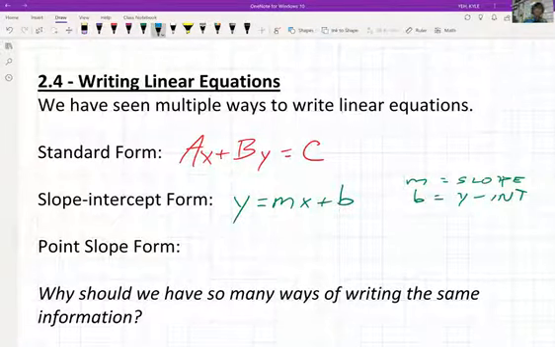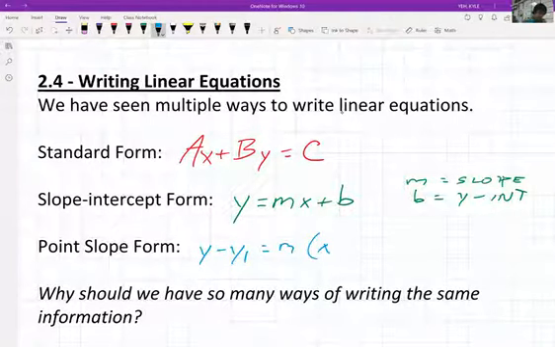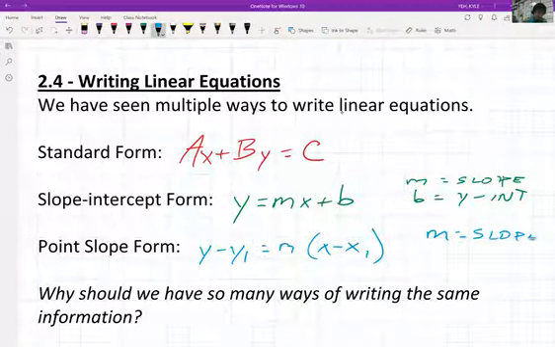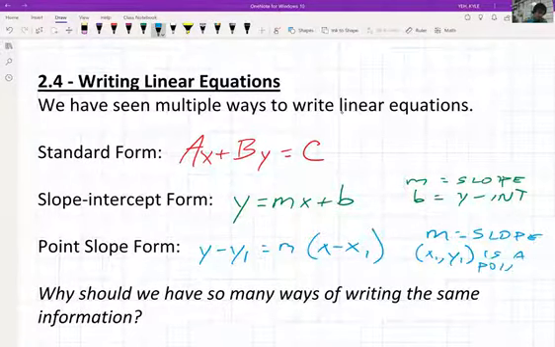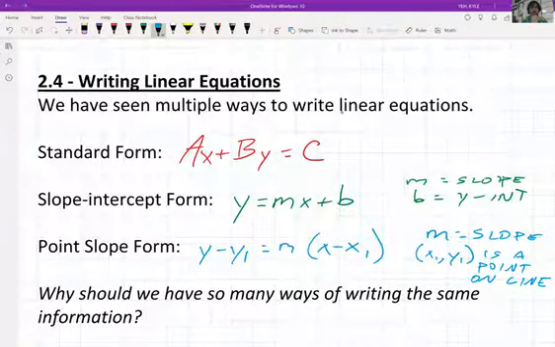And then finally, the last one, point-slope form, which is y minus y1 equals m times x minus x1. Where, again, m is still the slope. We're just going to reuse that name. And x1 comma y1 is any point on the line. So any point that exists on this line can serve as our x1 and our y1, just the x and y coordinates from that point.